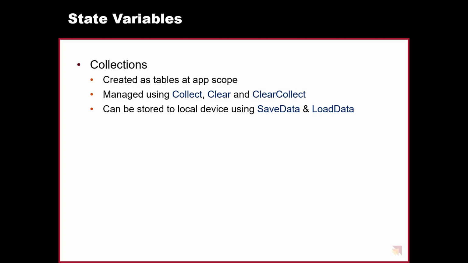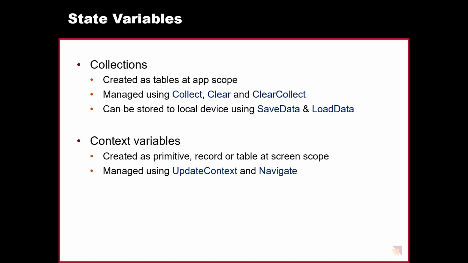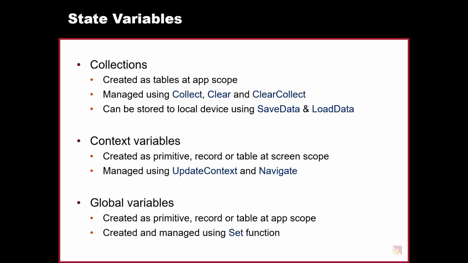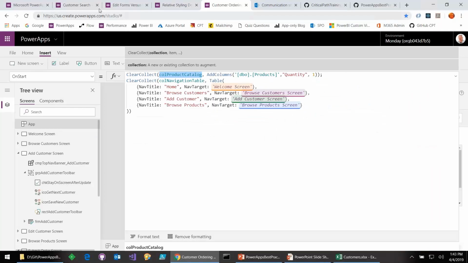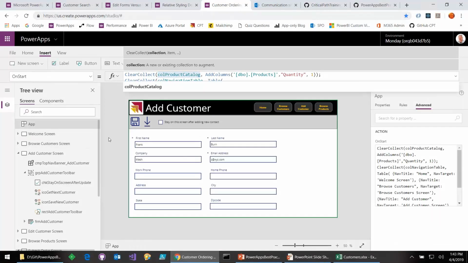So there are quite a few collections that I'm going to demo in this sample app. Also, we can use context variables, and we can use global variables. Note that if you took a global variable and you loaded a table into it, it would basically be the same thing as a collection. Now, here's an example. Let's go ahead and move back to the customer ordering.